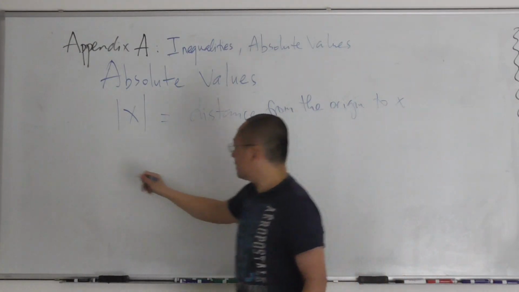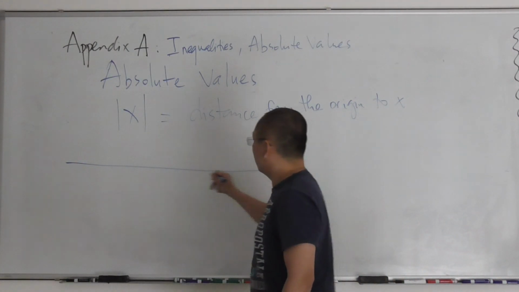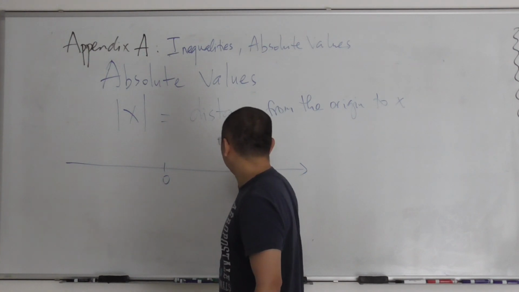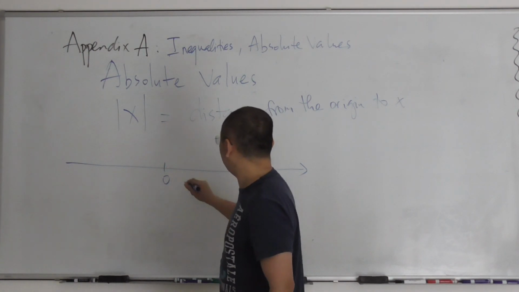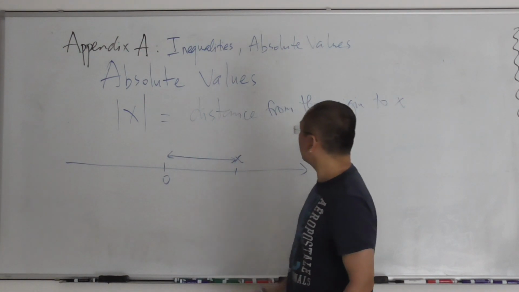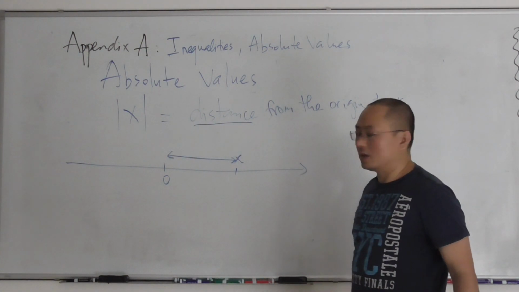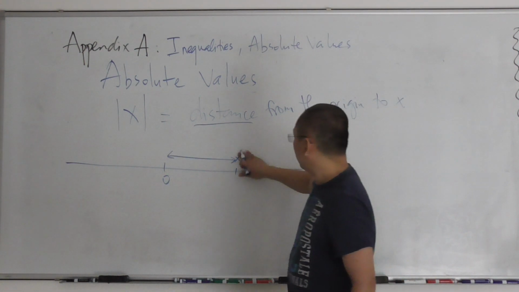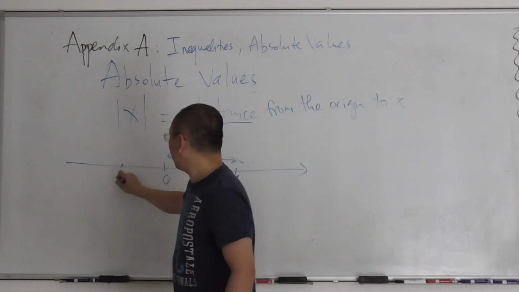So graphically, say if you have a number line, 0 right here, so if x is a number right there, then how far is it from the origin? This is the absolute value of x. This is the distance, that's the key. Okay? Doesn't matter where x is on the number line. X is on the negative side right there.